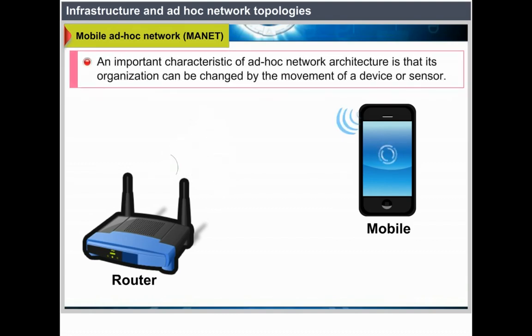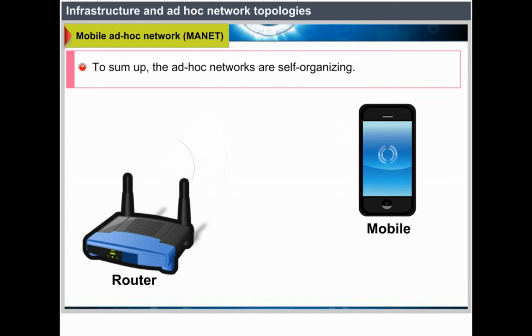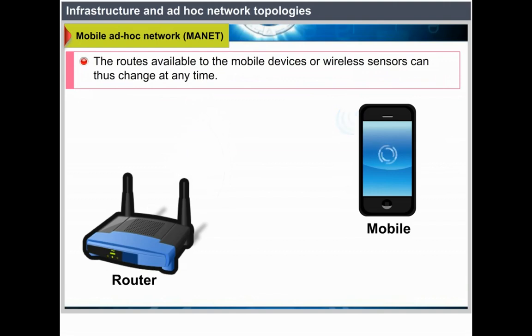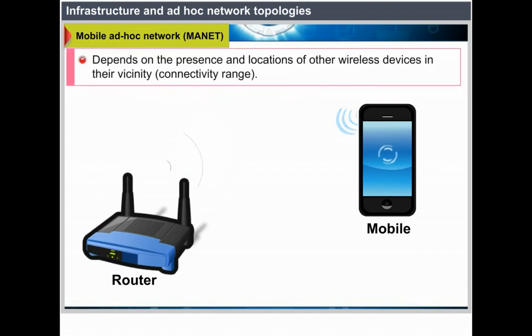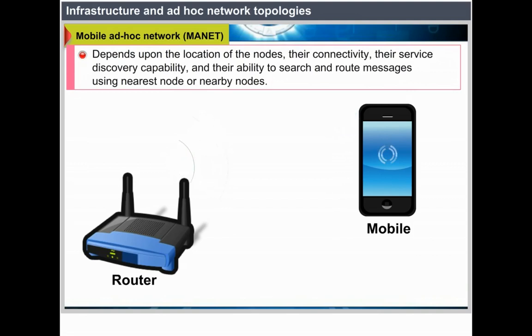An important characteristic of ad hoc network architecture is that its organization can change due to movement of a device or sensor. In other words, the ad hoc networks are self-organizing. The routes available to the mobile devices or wireless sensors can thus change at any time. They depend on presence and locations of other wireless devices in their vicinity connectivity range. Depends upon the location of the nodes, their connectivity, their service discovery capability and their ability to search and route messages using nearest node or nearby nodes.